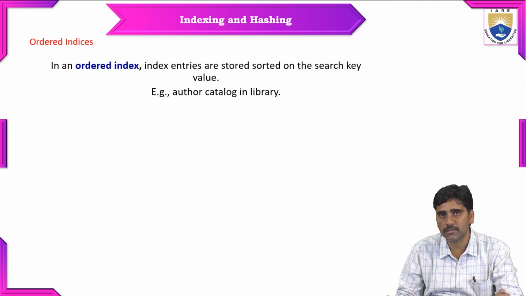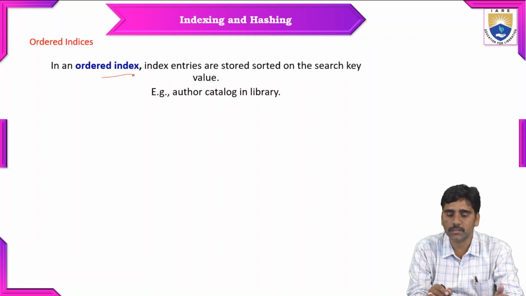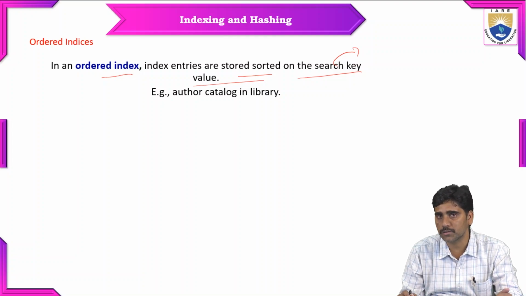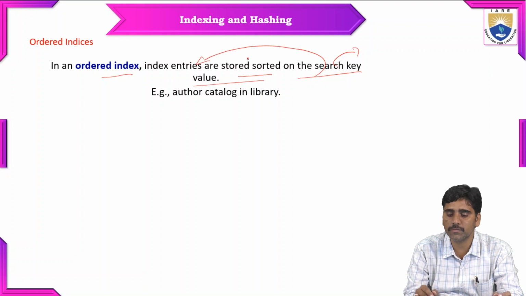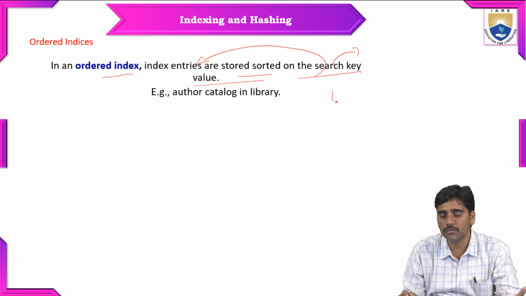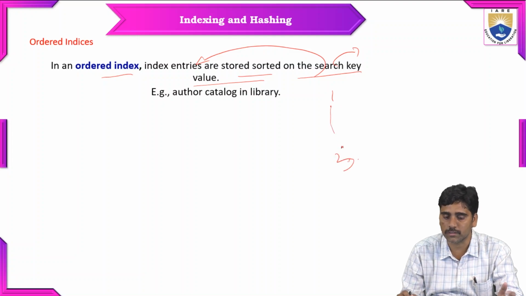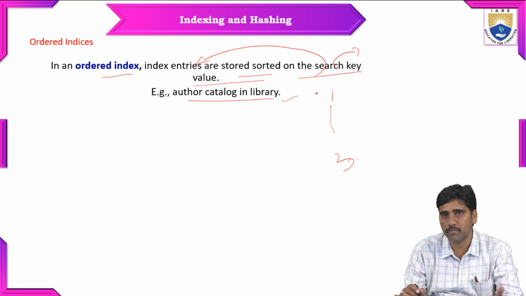So ordered indices, we already said what ordered indices and hash indices are. In an ordered index, the entries are stored sorted on the search key value. On the basis of search key values, the index entries are stored. If a search key value comes first, then its index entry is stored first. If the search key value comes last, then its entry is stored last. For example, the author catalog in a library.